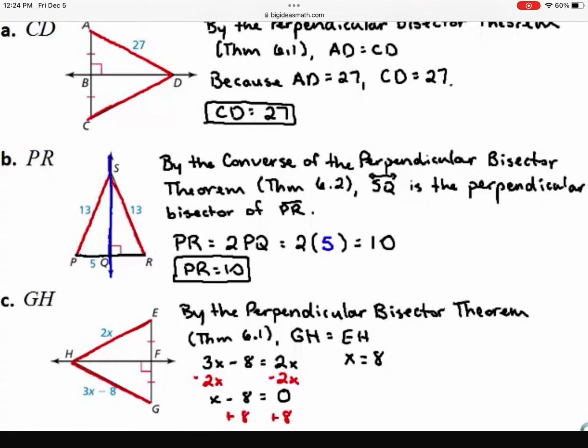Now substitute 8 back into the equation for GH. So GH equals 3 times 8 minus 8. Multiplying 3 and 8 gives 24 minus 8. So GH equals 16.